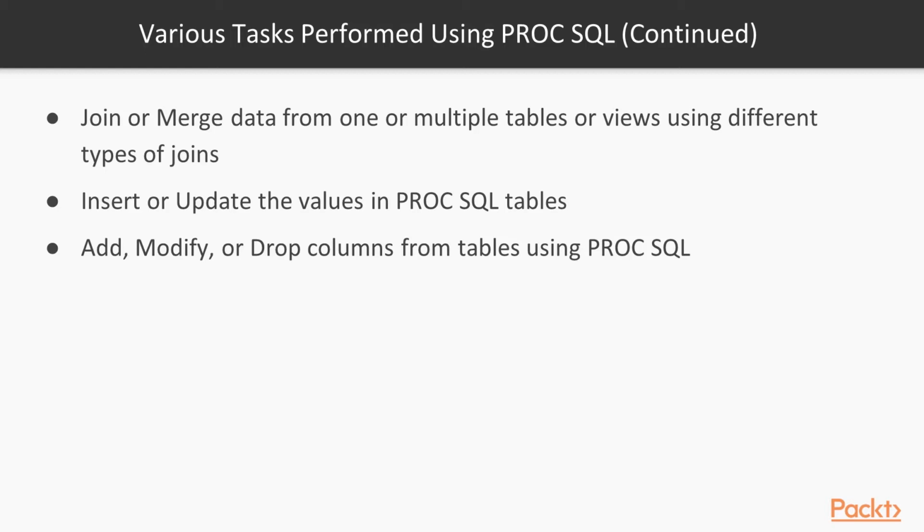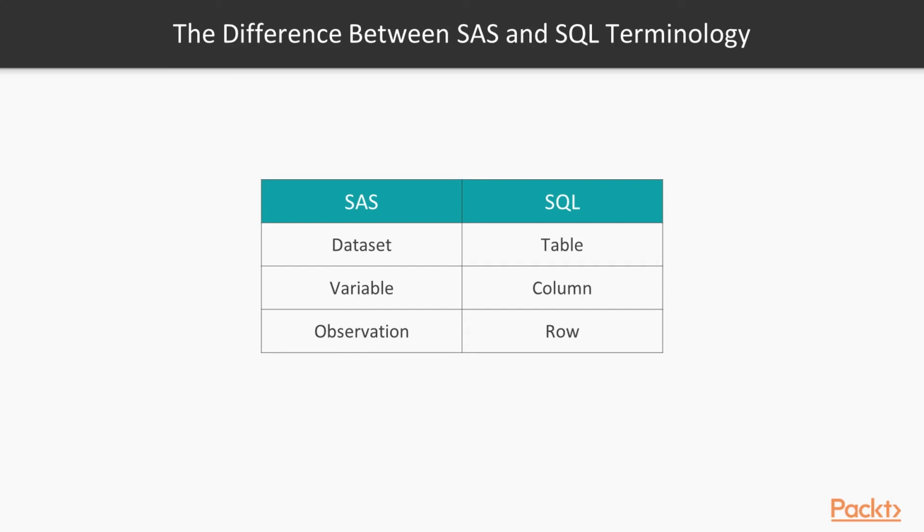Proc SQL table and SAS data file are very similar to each other. The only difference is in their terminologies. The difference between SAS and SQL terminology is as follows. A dataset in SAS is called a table in SQL. A variable in SAS is called a column in SQL. An observation in SAS is called a row in SQL.